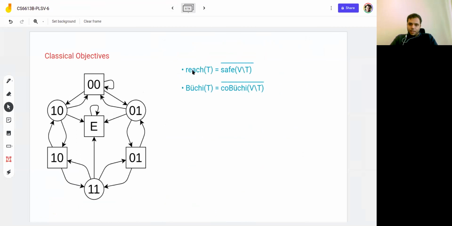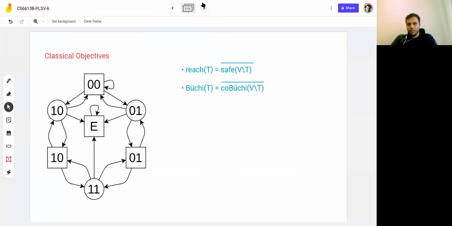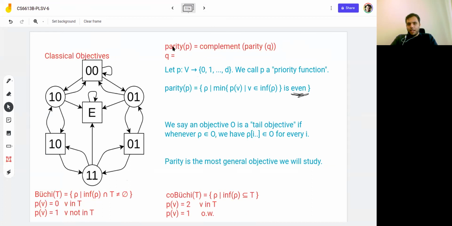So here we saw that reachability of T is basically the complement of safety of V minus T. Buki of T was the complement of Kobuki of V minus T. And we saw that both of these can be written as parity. So now the question is, can we do this kind of dualization on parity? Can we say that parity of P is the complement of parity of some other priority function q? And if we can, then what should the value of q be? Can you define q?